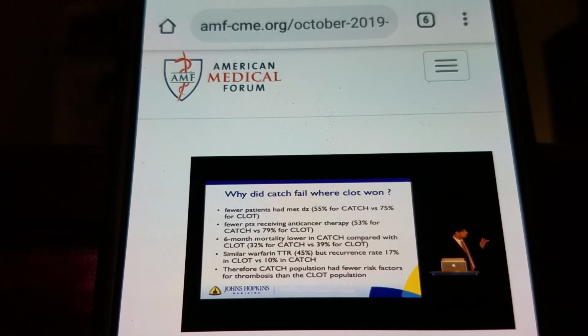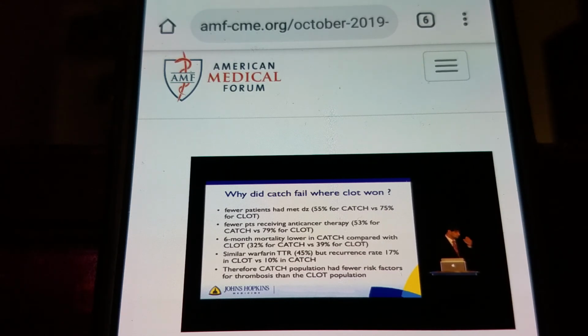So fewer patients on the CATCH trial had metastatic disease. So their thrombosis rates were lower in patients who were being treated, let's say, for adjuvant therapy rather than patients who were being treated for metastatic disease. Fewer patients were receiving active anti-cancer, hormonal or chemotherapeutic drugs. So they may have just been surgerized for their cancer. The mortality rates were lower in the CATCH trial, so generally a healthier group of patients.